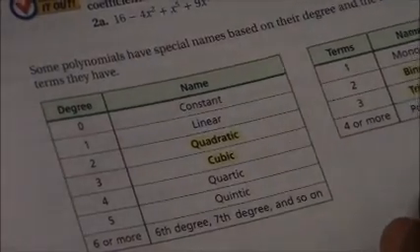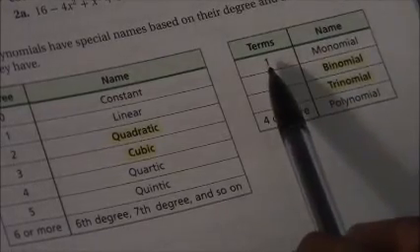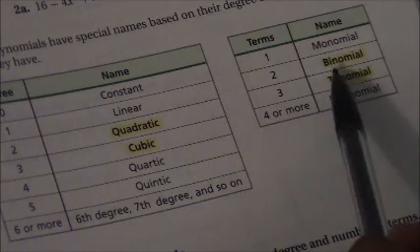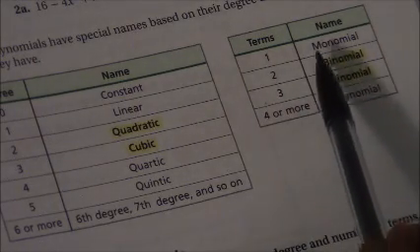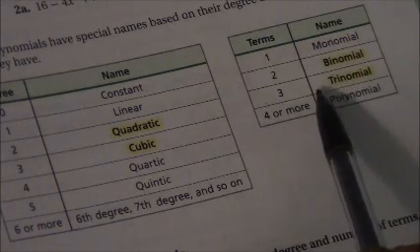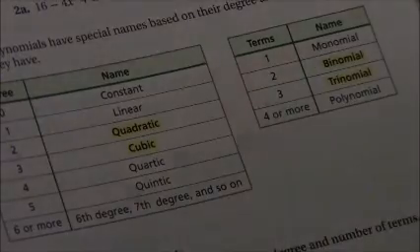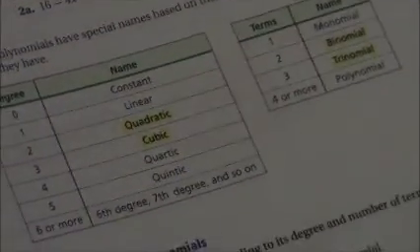And for terms, for one term, it's a monomial. We know that. For 2 terms, binomial. 3 terms, trinomial. The roots: bi means 2, tri means 3. And 4 or more, polynomial. So now, let's get back to working.